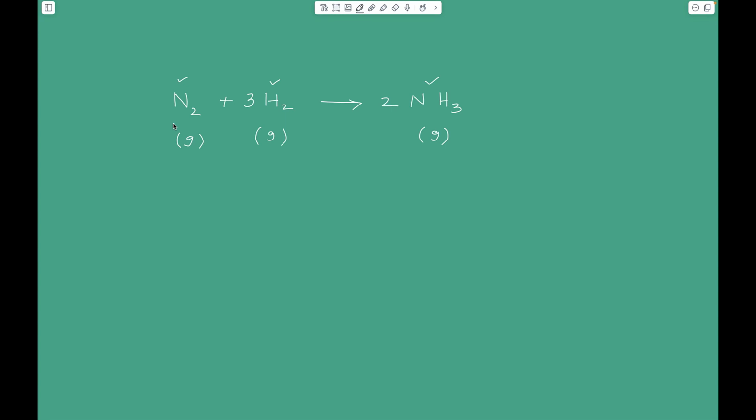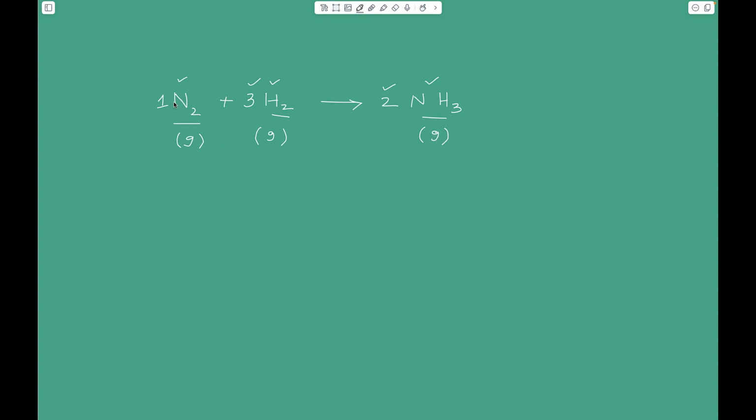Remember, by convention, this formula N2 represents one molecule of nitrogen. This represents one molecule of hydrogen and this one molecule of ammonia. And you can also see some coefficients before these formulae. If you don't see a number before a formula or a symbol, that means there is a 1 there. And these coefficients that you see in a balanced chemical equation are known as stoichiometric coefficients. Now, what do they tell us?